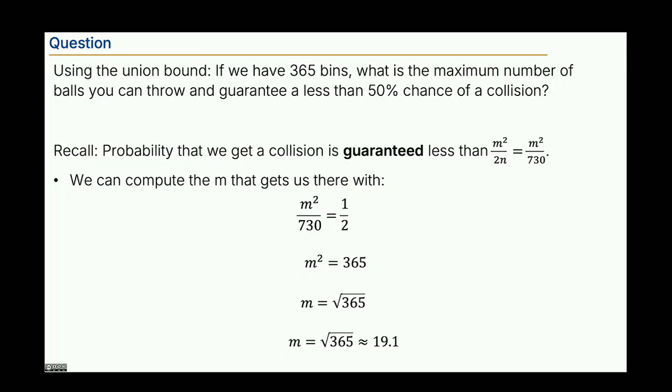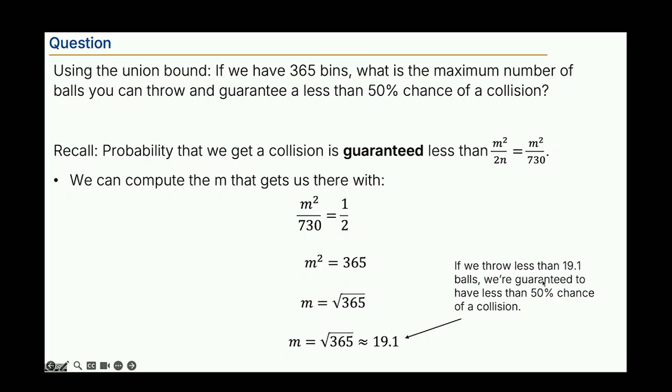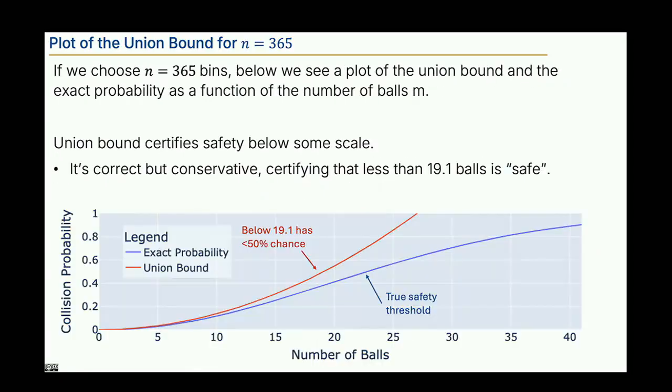The basic idea is that a very rough estimate, based on the union bound, for the number of balls you need to throw is just the square root of the number of bins that exist. In this case, 19.1. So basically, if we throw fewer than 19.1 balls, we're guaranteed to have a less than 50% chance of a collision. It's not that we won't have a collision, it's just that we're guaranteed, whatever the true probability is, that's that complicated expression, this is a simpler expression that will work.